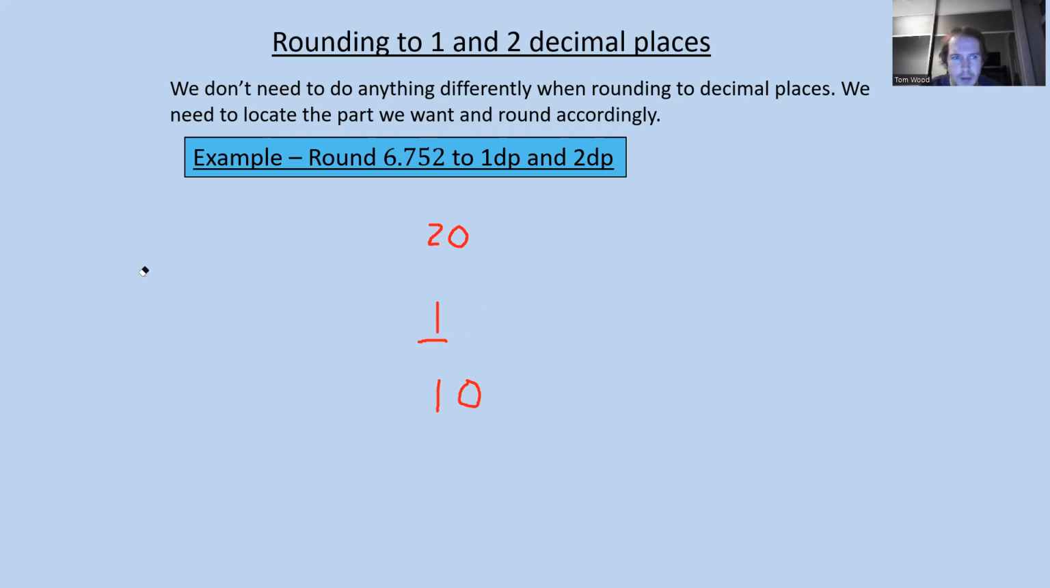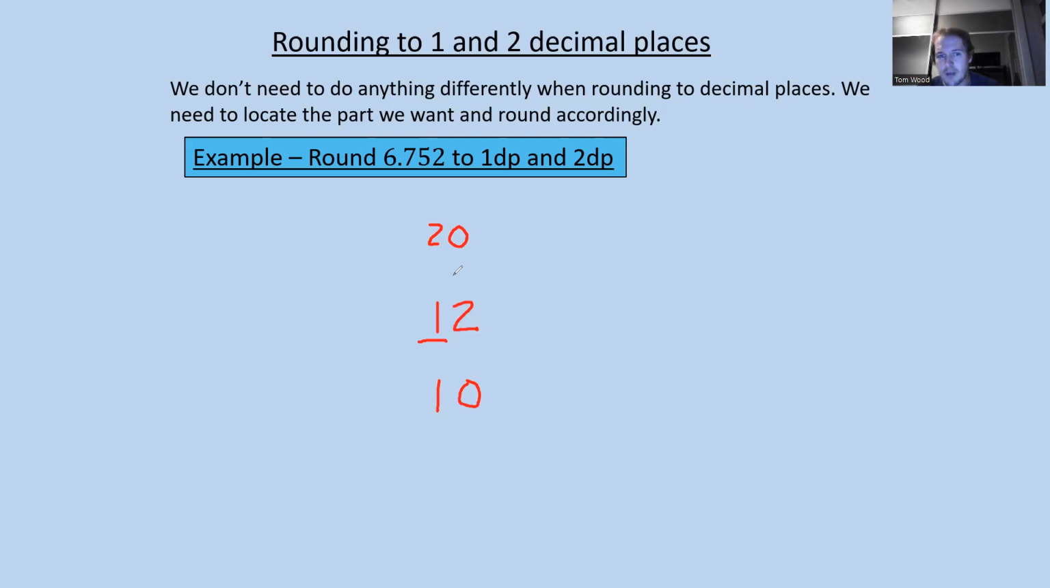That can vary a little bit, though. If we change this number here and let's say we make it 16 pounds, then obviously 16 is closer to 20. It's only 4 away from 20. It's 6 away from 0. So this one would round up to the nearest 10.